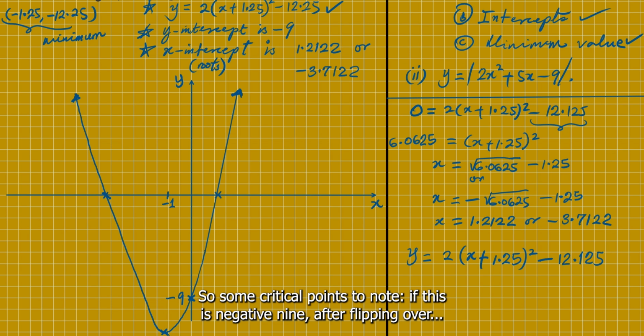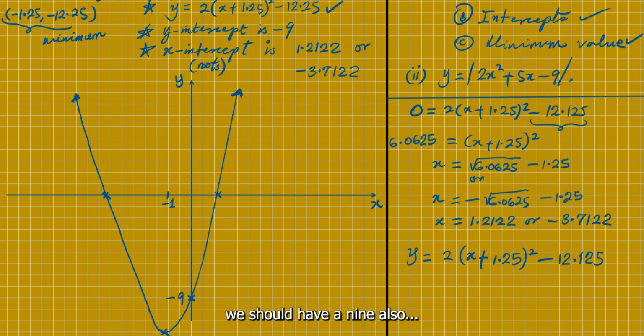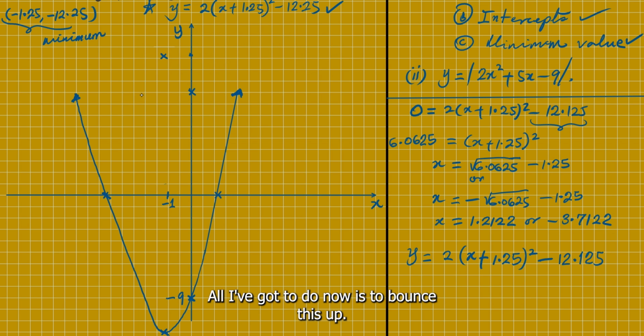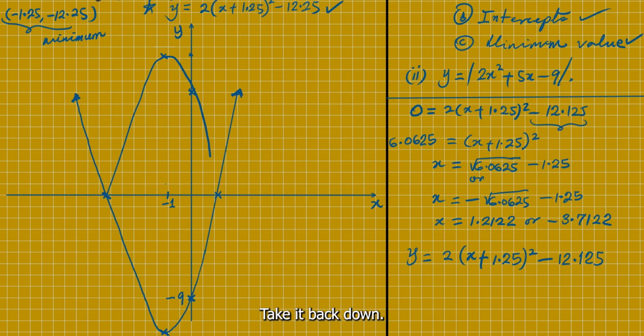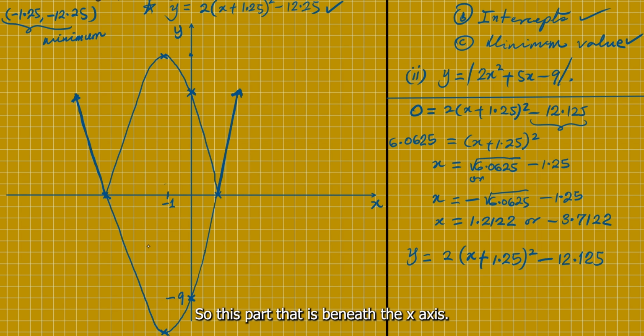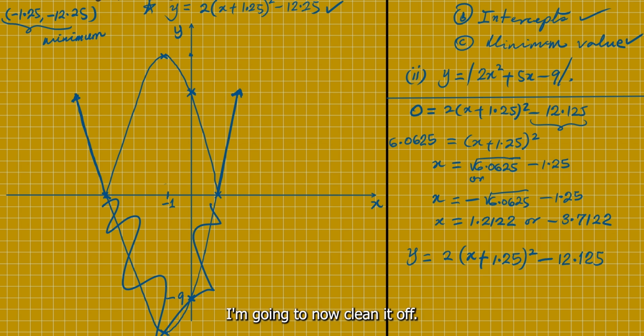So some critical points to note: if this is negative 9, after flipping over, we should have a 9 also. 2, 3, 4, 5, 6, 7, 8, 9. So let's put a 9 there. So all I've got to do now is to bounce this up that way, take it back down. All right, so I'm done bouncing it. So this part that is beneath the x-axis, I'm going to now clean it off.